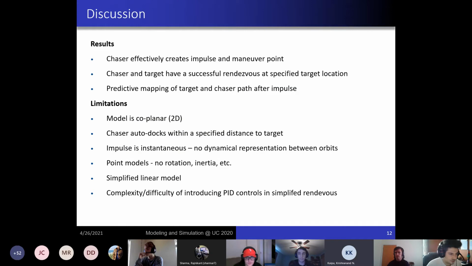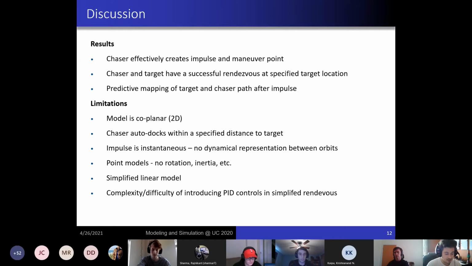So as for our results, you can see from the video we have two successful impulses and a successful maneuver point specified where the chaser will meet up with the target for a successful rendezvous. We also have predictive mapping of the target and the chaser path after each impulse. As you saw, we had that red line and then the purple line once they had simulated a docking after rendezvous. We do have some limitations here in the model.